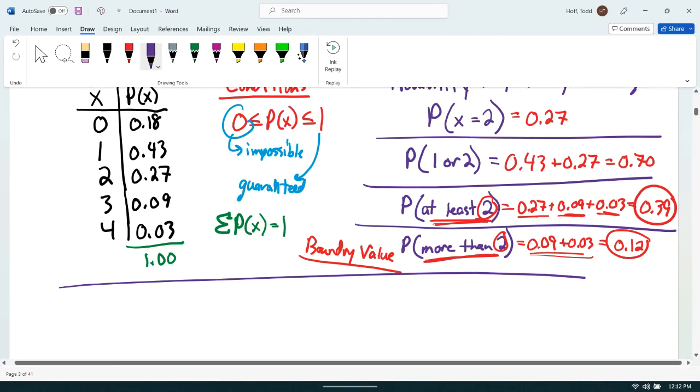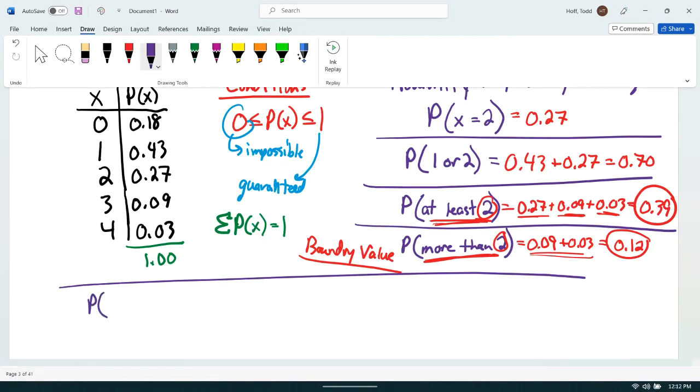Let's look at the probability of being less than 3. Now again, this does not include the 3. So that's 0, 1, and 2. That'd be 0.18 plus 0.43 plus 0.27, which is a total of 0.88.